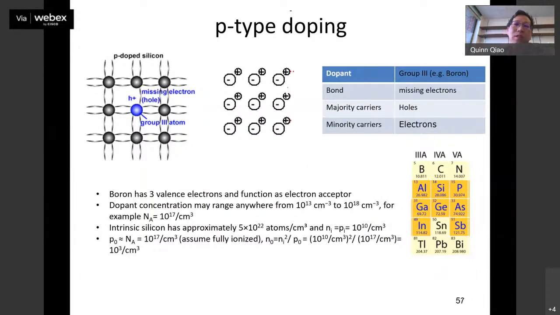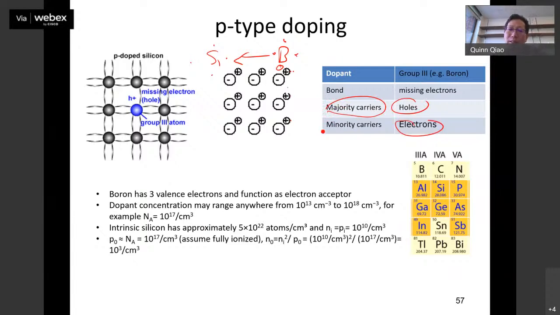The same thing you can do for p-type doping. Basically you replace silicon, which has 4 valence electrons, with boron, which has only 3 electrons. Now it's short by 1 electron. You have a hole. Because the boron is 1 electron short, there is 1 hole there. That's why you bring more positive charge there. Then the majority carriers are holes, and the minority carriers are electrons.